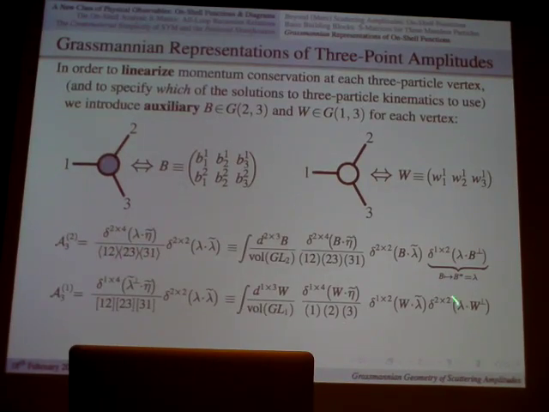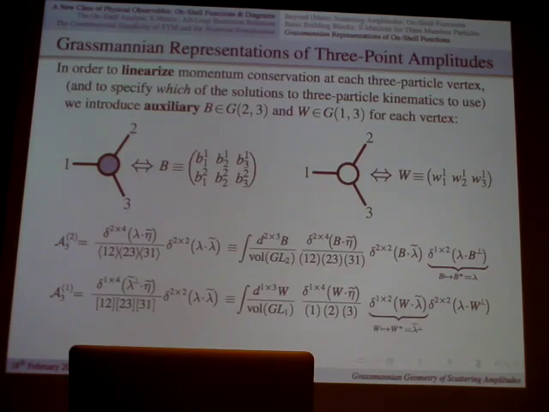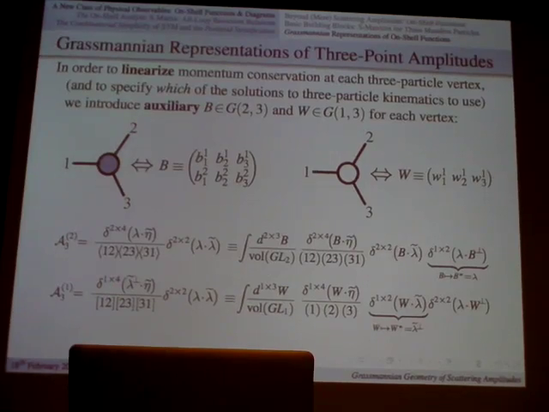And on this side, if you solve this equation, that w is orthogonal to lambda tilde, you find that it's the orthogonal complement of lambda tilde, and you find the exact same thing here.